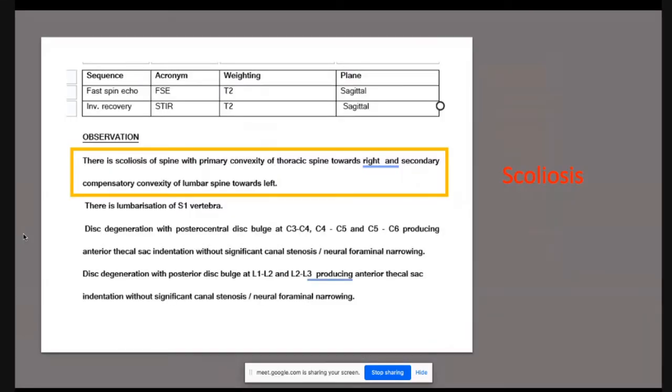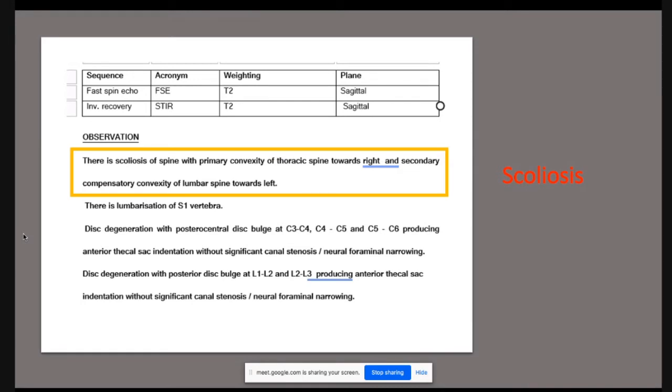Coming to the reports, when we get a report, I have highlighted a few points only, but the points which are very essential to discuss here, I have highlighted, and you can concentrate on those points. In this particular MRI report, there is scoliosis of the spine with primary convexity of the thoracic spine towards the right. It is a right deviation. And secondary compensatory convexity of the lumbar spine towards the left.